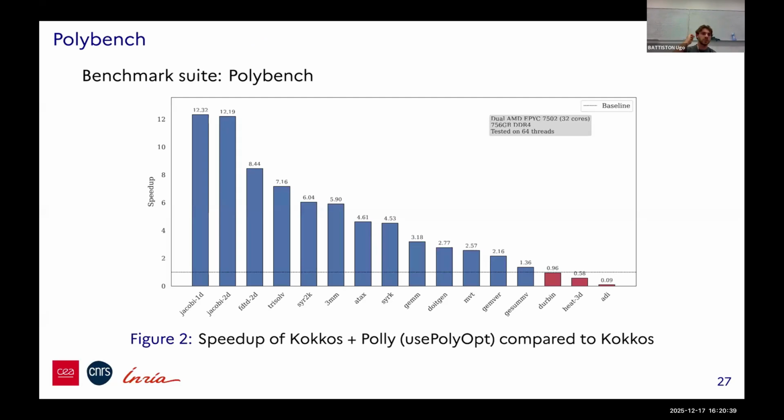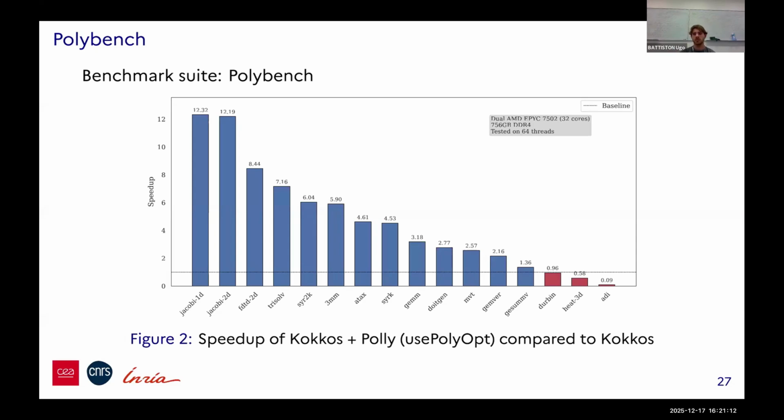So now I will present you some results. I used the Polybench suite. This is a benchmark suite with many kernels, with stencil, BLAS, solver, image computing, on a dual AMD EPYC with 32 cores, so 64 cores. And I compare the Kokkos version with the Kokkos with the Poly version in parallel. And we obtained a massive speedup on many kernels.